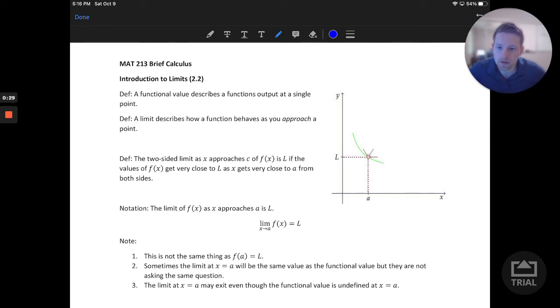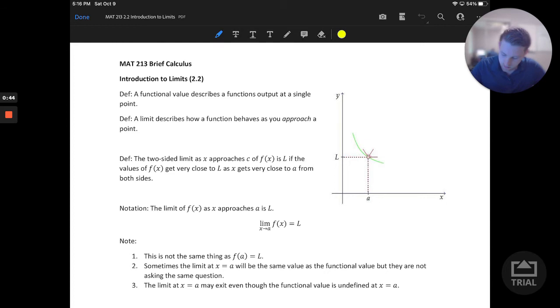So first, a definition on functional values, just a very bare definition: a functional value describes a function's output at a single point. So if I'm considering a functional value, I'm really just thinking where is the actual function defined, and that would be on the y-axis where a function is defined. A limit value is a whole other concept. A limit describes how a function behaves as it approaches a point.